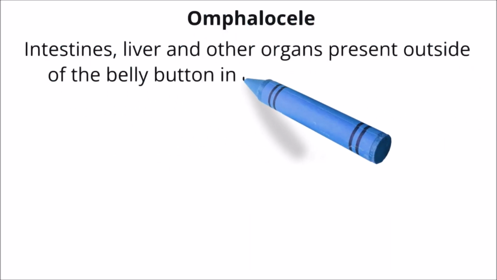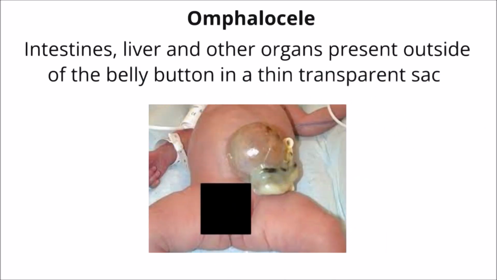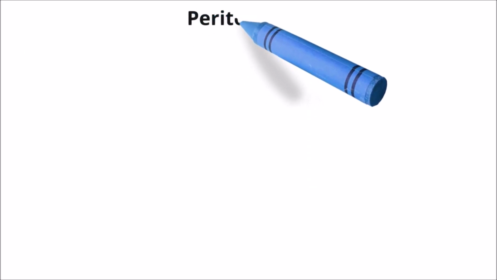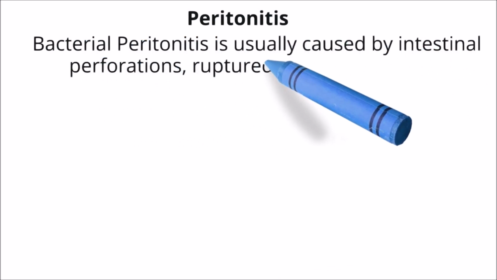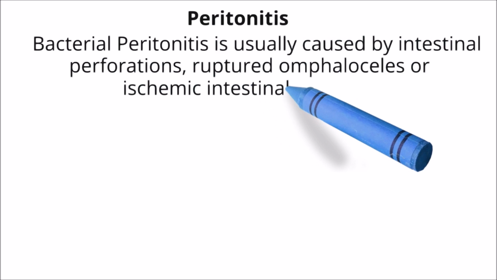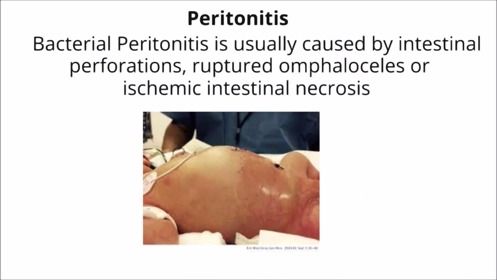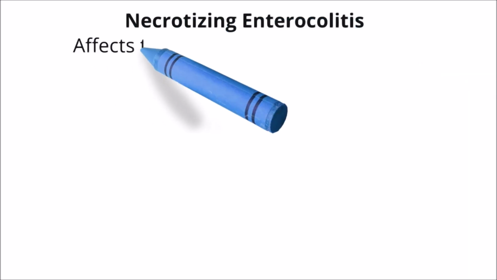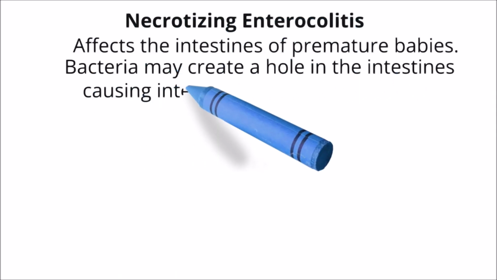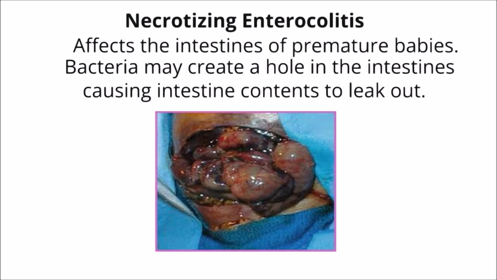Omphalocele is a condition where the intestines, liver, or other organs present outside of the belly button in a thin, transparent sac. Bacterial peritonitis is a bacterial infection which may be caused by intestinal perforations, ruptured omphaloceles, or ischemic intestinal necrosis. Necrotizing enterocolitis usually affects the intestines of premature babies. It is a condition in which bacteria may create a hole in the intestines, causing intestinal contents to leak out.